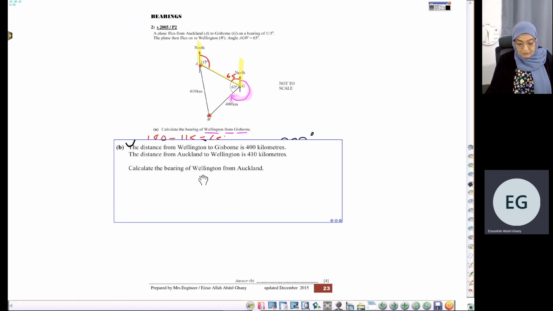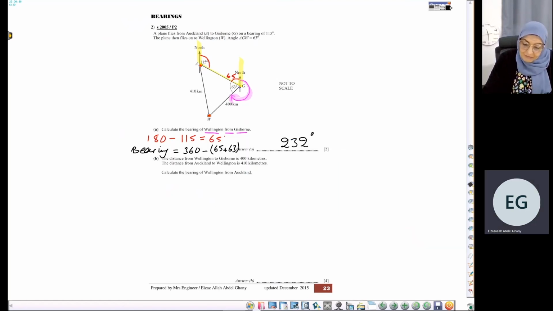Calculate the bearing of W from A, the north at A. Put your pencil on A and rotate clockwise direction. This is the bearing we need to find, which is W from A. We need all this green angle. This green angle is 115 plus this purple angle theta. If you find the purple angle theta, you just add it to 115.